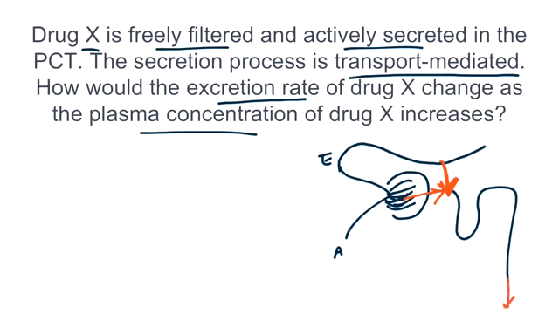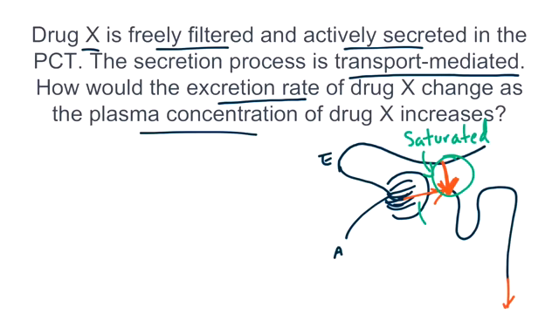The idea here is that the secretion of drug X, or this step here, is a transport-mediated process. In other words, the secretion of drug X from the blood into the proximal convoluted tubule can become saturated if the plasma concentrations of drug X become so high that the transport protein's ability to secrete drug X is overwhelmed. So this process here can become saturated.